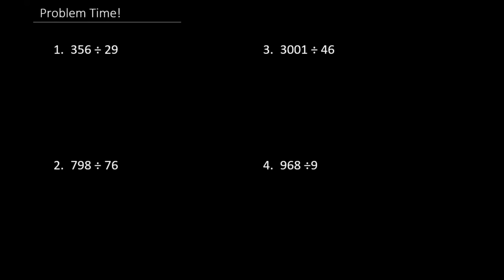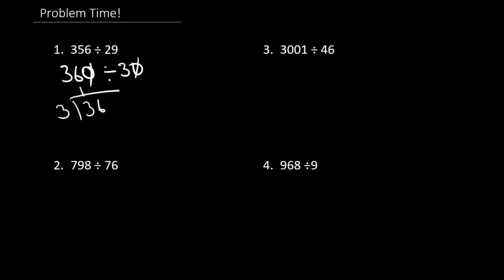So the first question says 356 divided by 29. I'm sorry about that. So we can round 356 to 360, and then 29 to 30. So we would do 360 divided by 30. And so the zeros cancel out. 36 divided by 3. Let's do this.